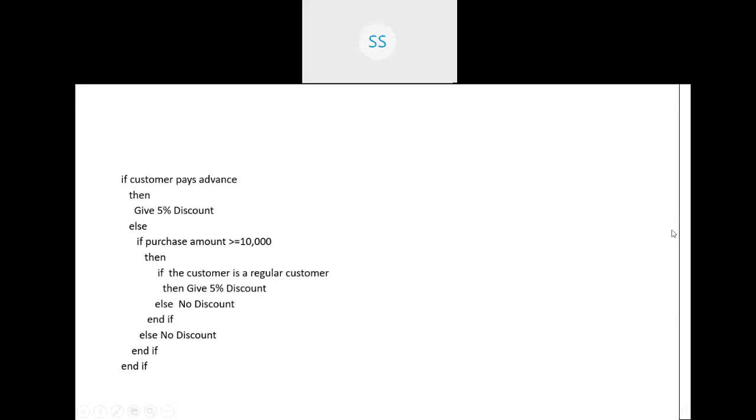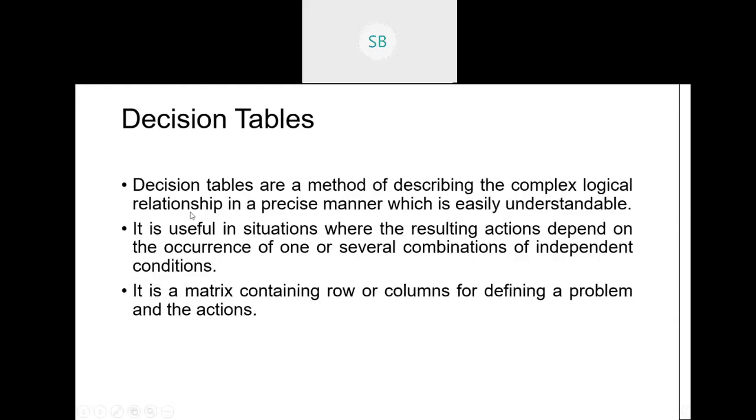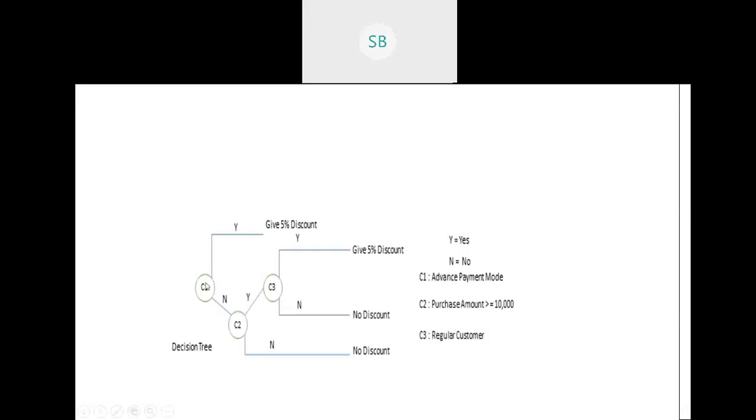In the structured English part, we will have to use the if statement. It basically does not have any syntax. Take the example of the last decision tree. If this condition is true, then it will give 5% discount. If not, then it will move to condition 2. If this condition is true, then it will go for checking the third condition. And if this condition is true, then it will give them 5% discount, or else it will give no discount.